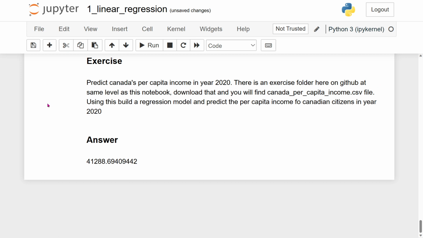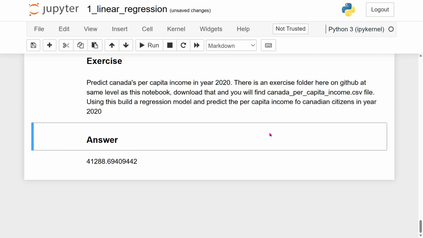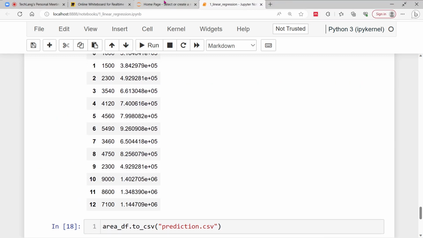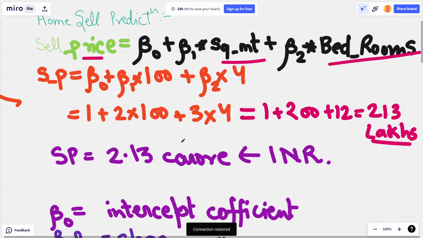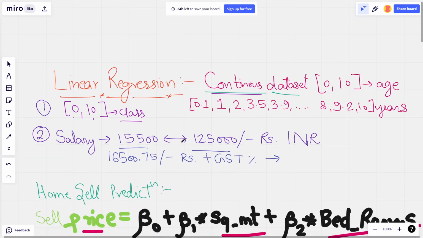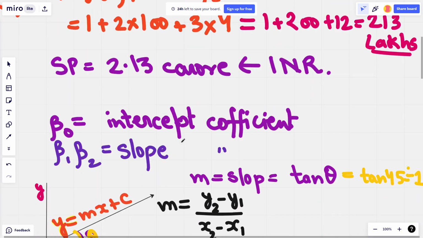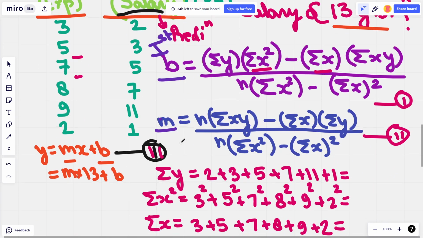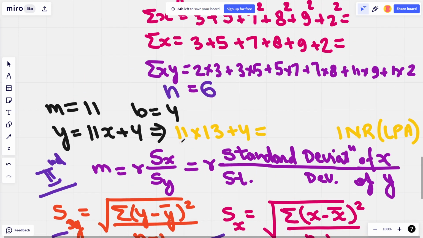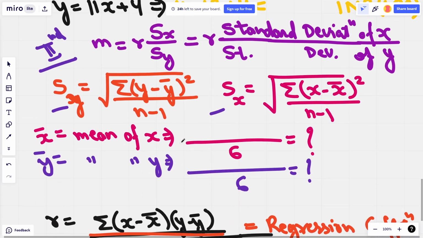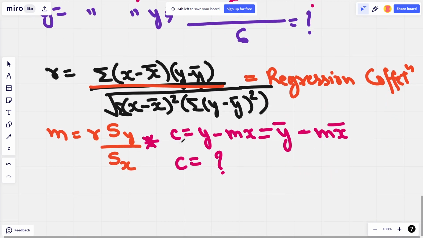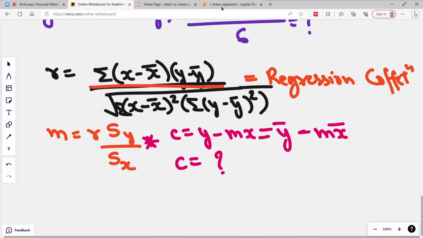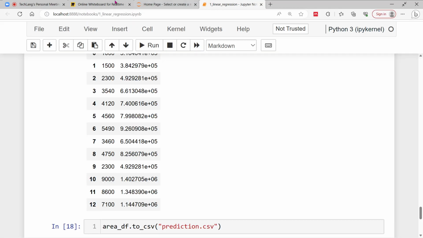There is an exercise folder in GitHub in the same library. I'll upload the procedure for this assignment to my GitHub account. But the thing is, did you get the relationship between this entire calculation? What is the logic behind this? This mx plus b line equation, the data-driven world, standard deviation, slope, coefficient. Did you get all these terms here? All right. Okay.